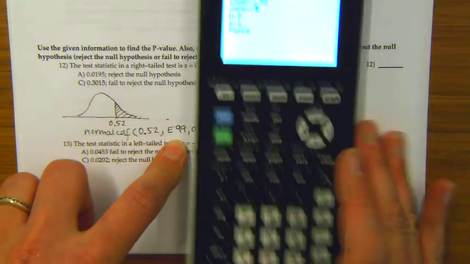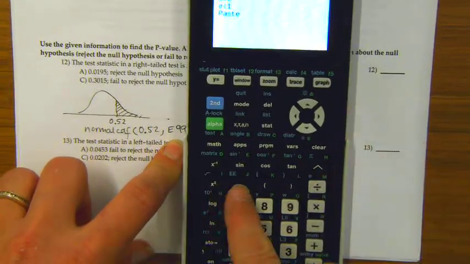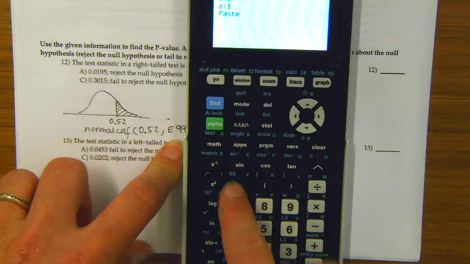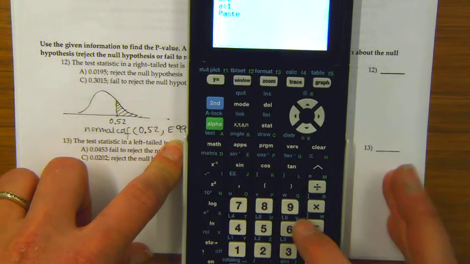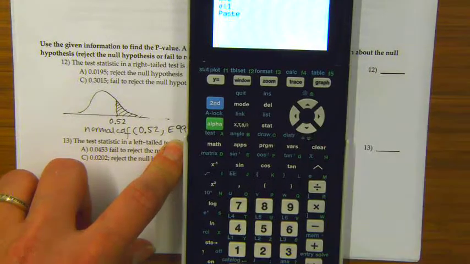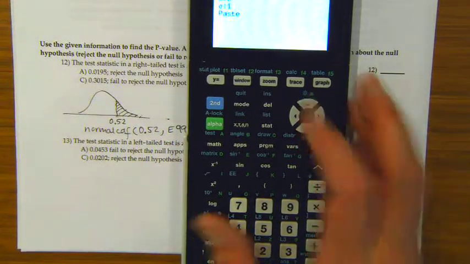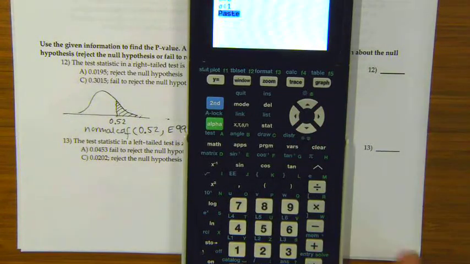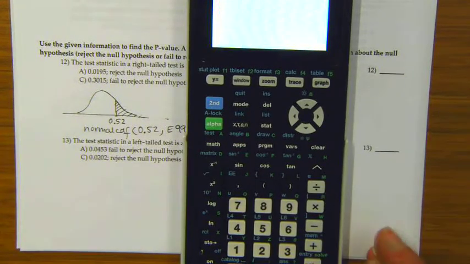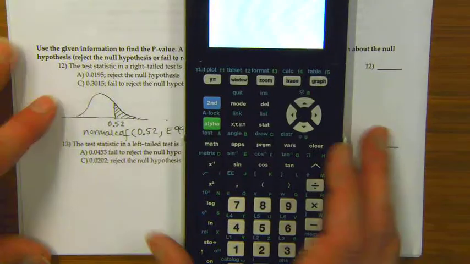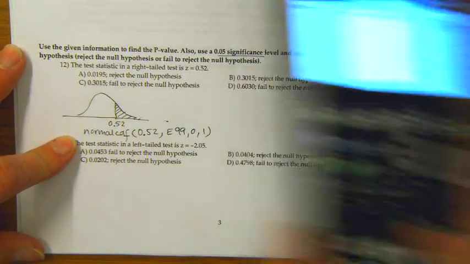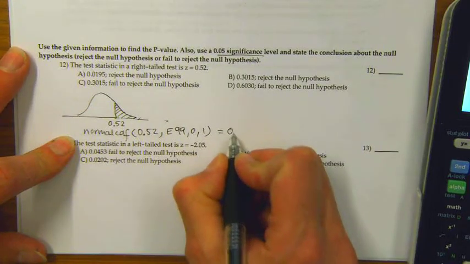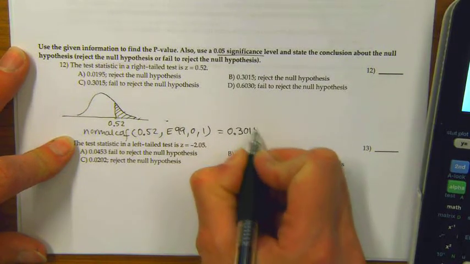And if I haven't shown you how to get to that, it's the EE button in blue right above the comma. So it's second, E, and then 99. That's going to put it to infinity. Or as I stated before, you can just put a large number: 100,000, 900,000, 1 million, something big enough. Okay, our p-value is 0.3015. P-value is rounded to 4 decimals.